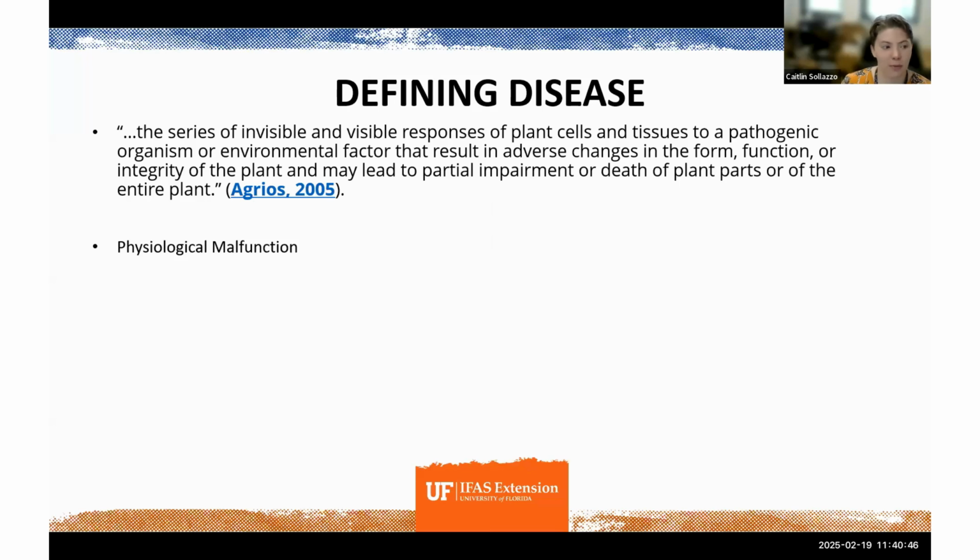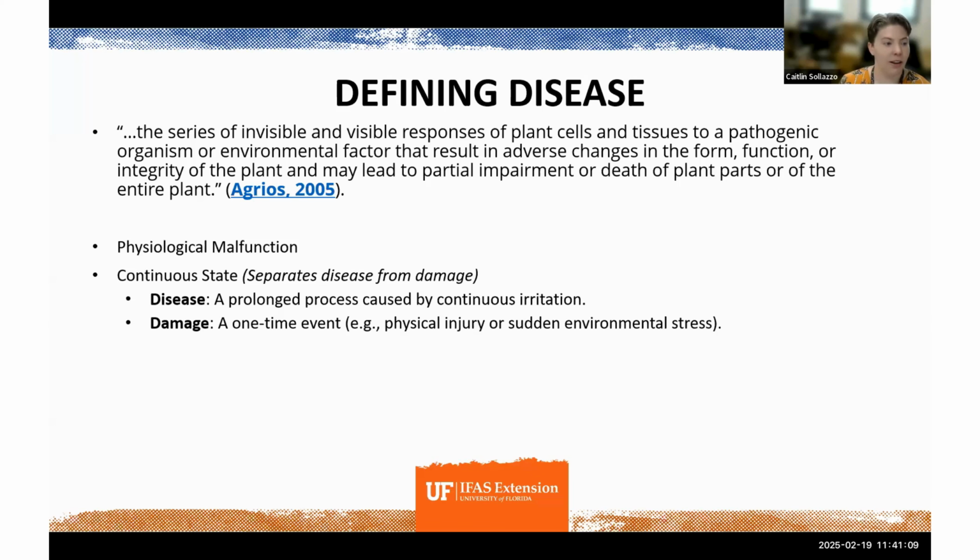So first we have physiological malfunction. Basically, this means disease is going to disrupt the cellular chemistry, the cellular processes of the plant. As opposed to insects that might just consume part of the plant, diseases have a really intimate relationship with the plant. They are disrupting some of the actual biological processes. So we have some disruption of that. Diseases are a continuous state, and this is what separates disease from damage.